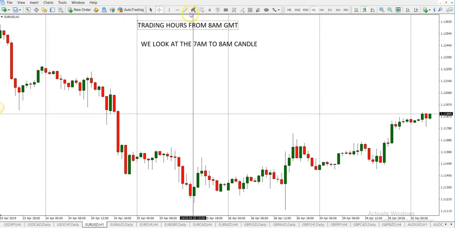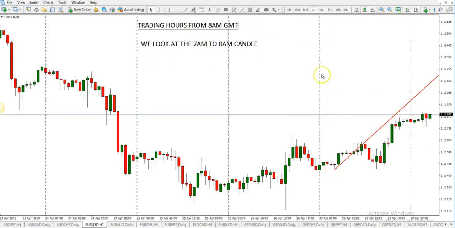We go from the low of that candle and look back to the lowest point, which is here. This is the low of the candle, and we look back to the lowest point without drawing through price.